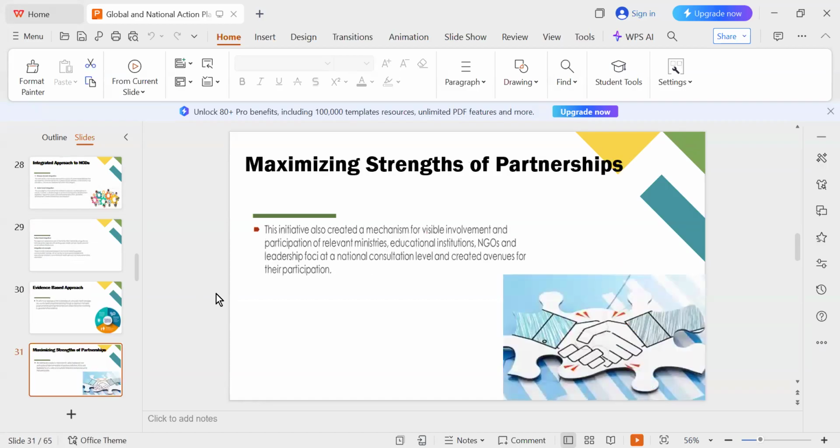Then there is maximizing the strength of the partnerships. This initiative also created a mechanism for visible involvement and participation of relevant ministries, educational institutions, NGOs, and leadership foci at a national consultation level and created avenues for this participation.